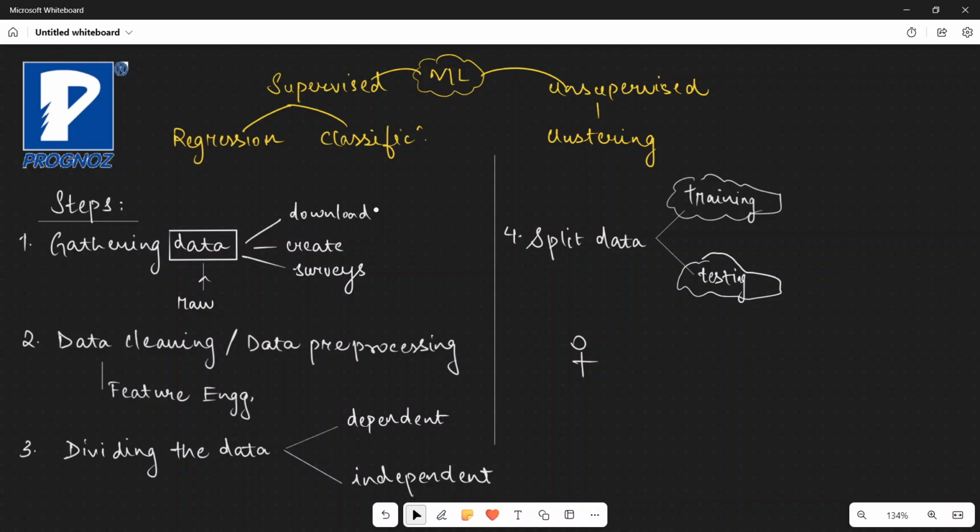If the accuracy is not so good, we will go back to step number 2, we will go back to step number 3, we'll go back to step number 4. So this process in a cyclic manner would repeat itself until and unless we get a satisfactory amount of accuracy. So these are the steps that we perform, and in each machine learning model, we'll be performing the same steps. I hope these points were clear.